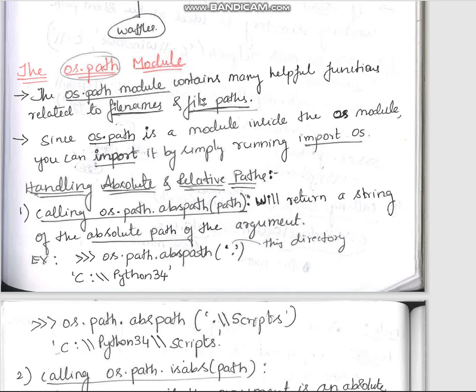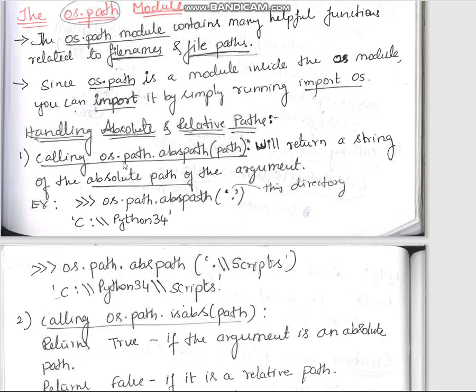Next is the os.path module. This os.path module contains many helpful functions related to file names and file paths. os.path is a module inside the os module. You can import it by simply running import os. Okay guys, to handle the paths we use this os.path. So how do we handle absolute and relative paths?